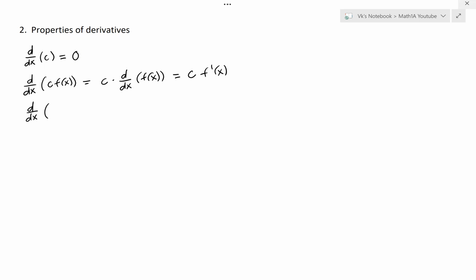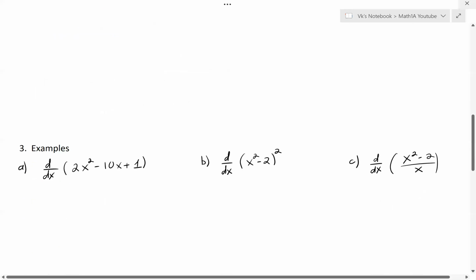The derivative of f(x) plus or minus g(x), well, we can separate this out. It's the derivative of f(x) plus or minus the derivative of g(x). Then these are the three properties of derivative. They are very useful to know. Okay, let's take a look at some examples.